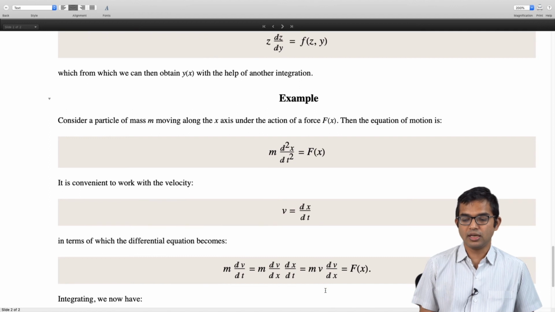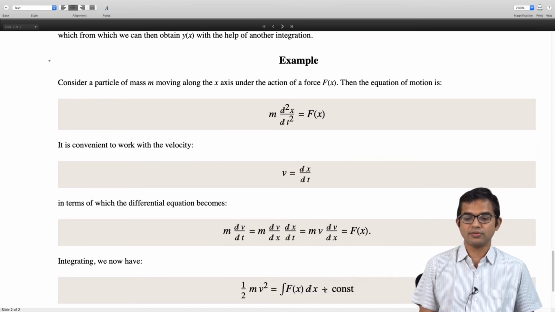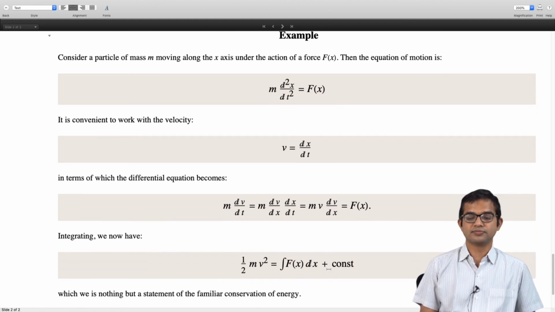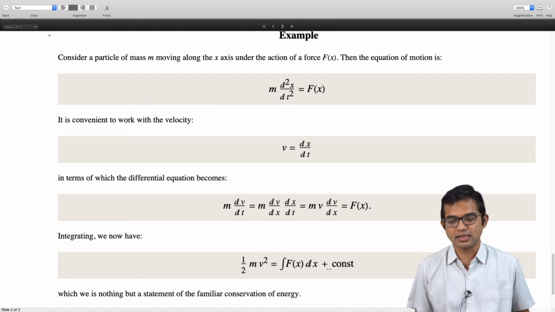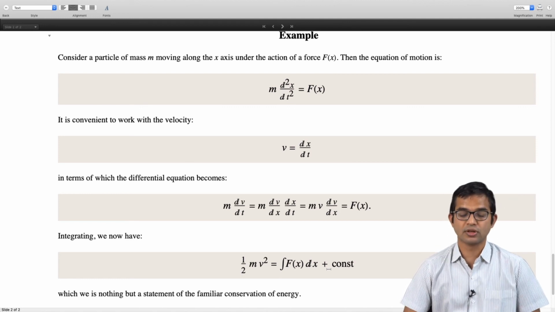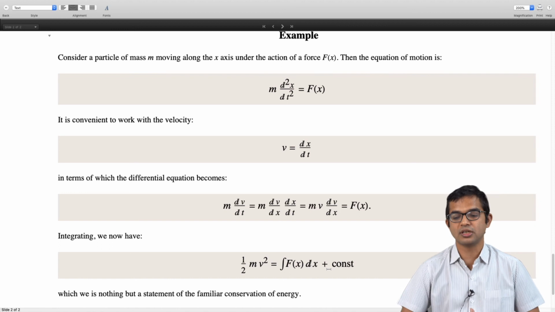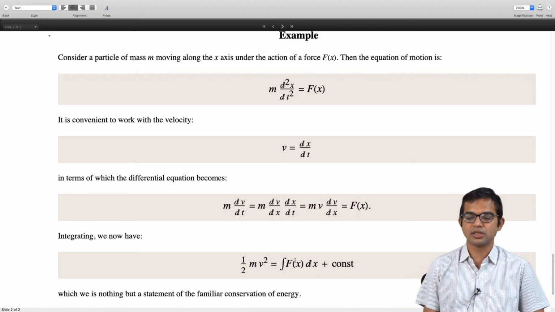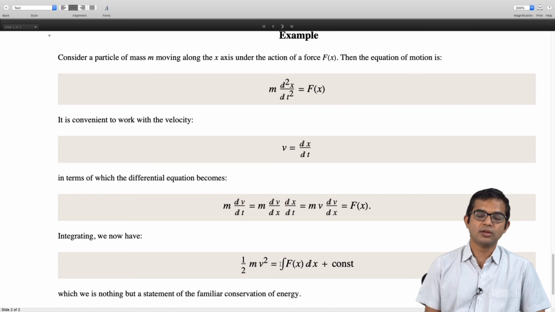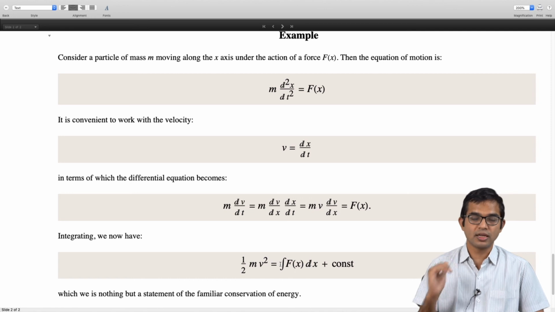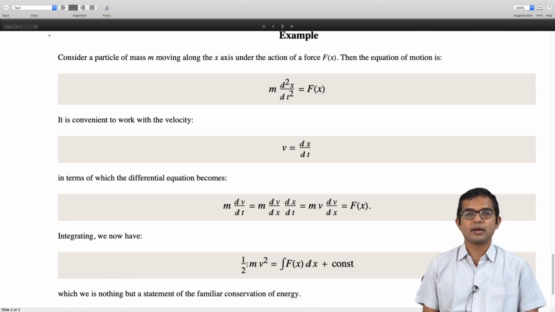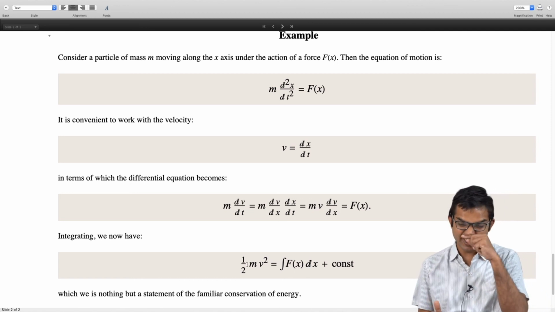So if you integrate both sides, you get half m v squared is equal to the integral of f of x dx plus a constant, right? Which is seen to be nothing but the statement of the conservation of energy. There is kinetic energy plus potential energy equal to a constant. There is a negative sign which comes in because of work done by the force and work done on the body; there is a sign convention involved. But basically the point is that kinetic energy plus potential energy is equal to a constant.